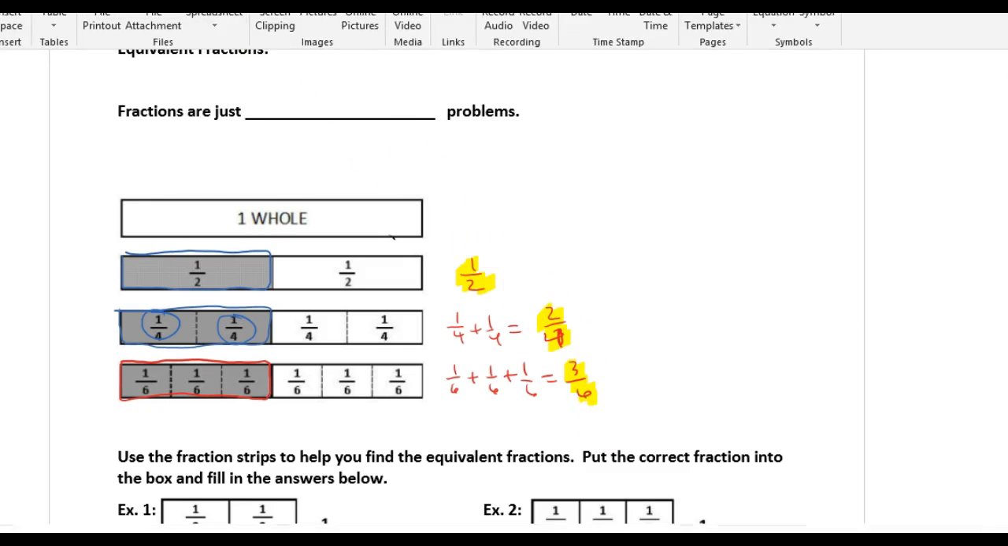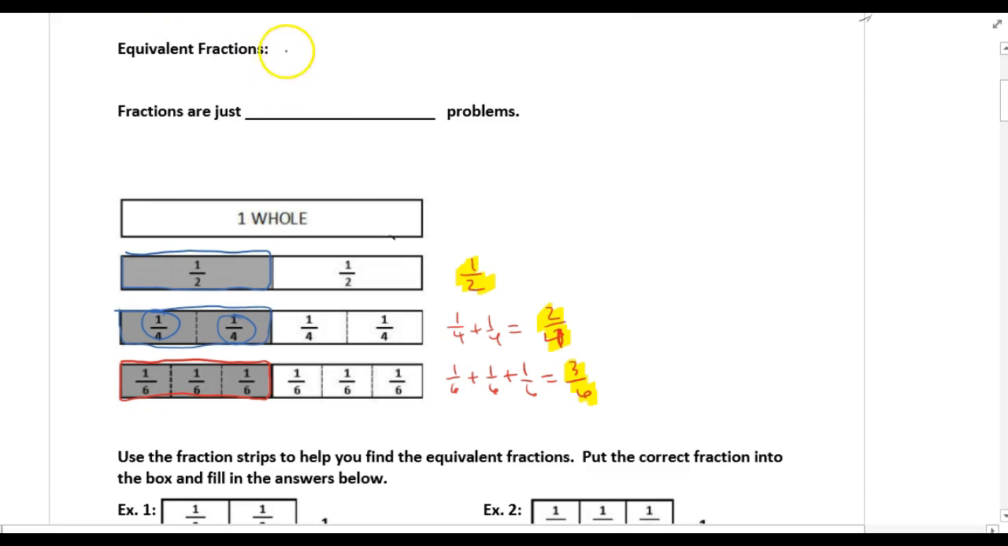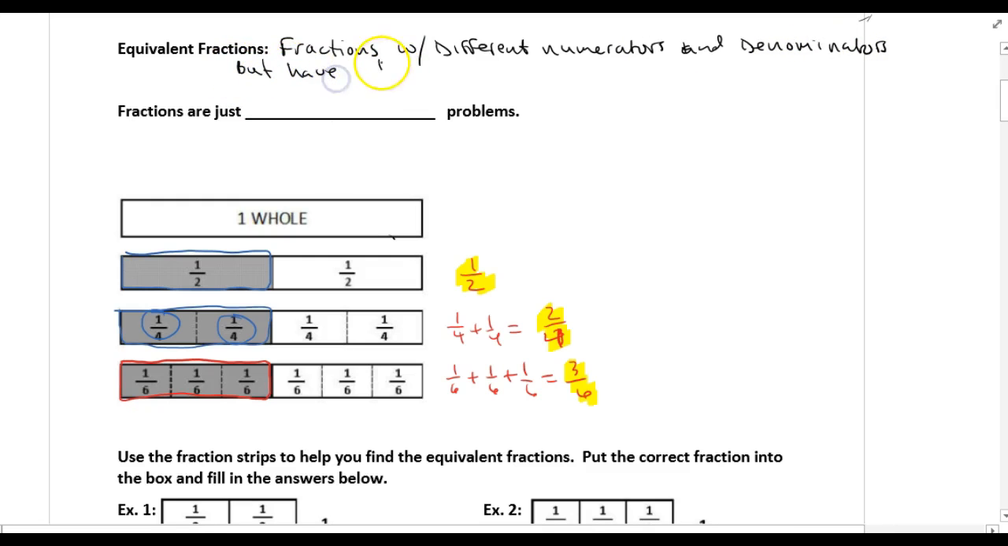So what equivalent fractions are: fractions with different numerators and denominators but have the same value. Okay, and that's something that's important to know.